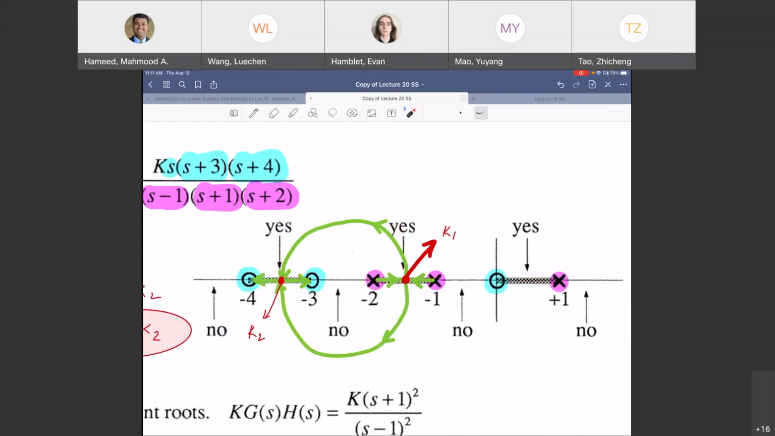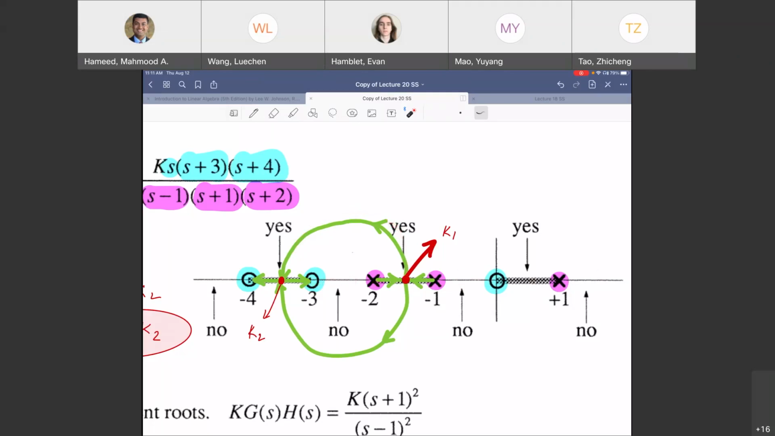We already know nothing is there. There's no root locus there, between -2 and -3. On the real axis, it is nothing. But in the complex plane, there is.